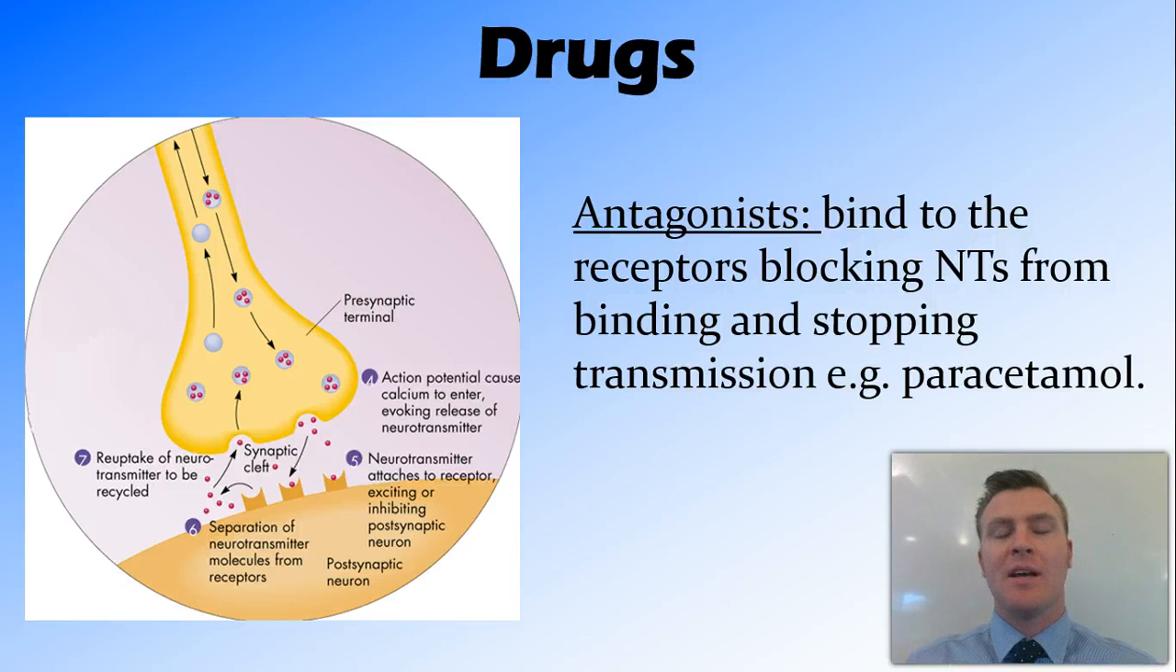Antagonists do the opposite. They bind to the receptors to stop a response happening. Because they're bound to the receptor, the neurotransmitters can't get into the receptor, and therefore it can't stimulate that response and send the message. An example of this is paracetamol, to stop the transmission of pain.